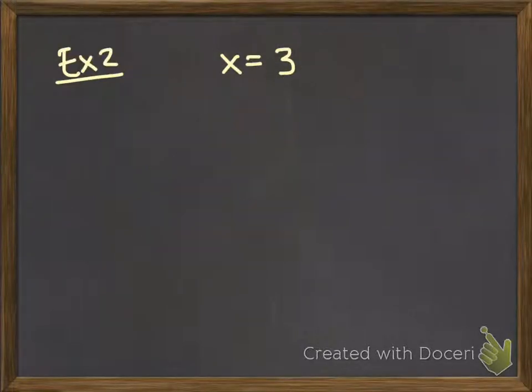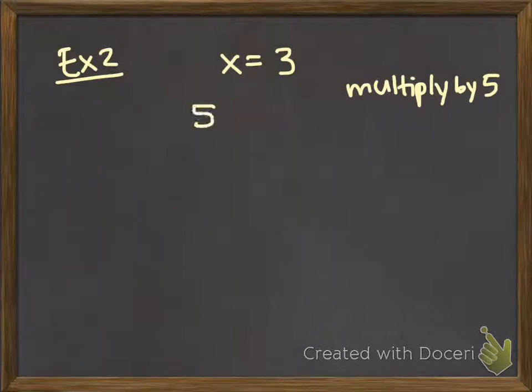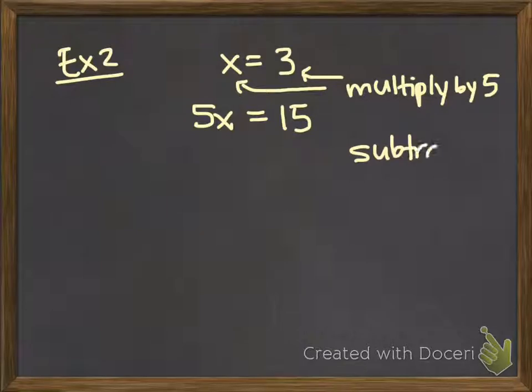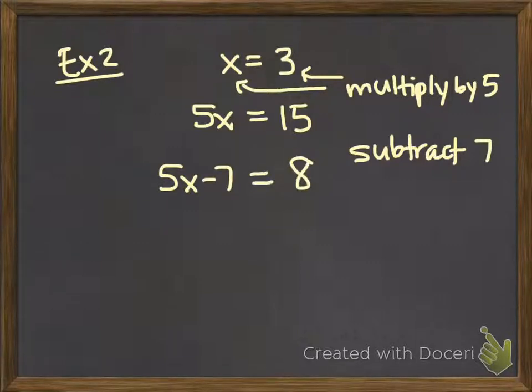Okay, example 2. We're going to wrap and unwrap x equals 3. So let's say multiply by 5. So I'm going to multiply by 5. And if I do that, I get 5 times x equals 15. So I multiplied this by 5, I multiplied this by 5. I now have 5x equals 15. Okay, then I'm going to subtract something. Let's say subtract 7. So now I'm going to have 5x minus 7, and 15 minus 7 is 8.